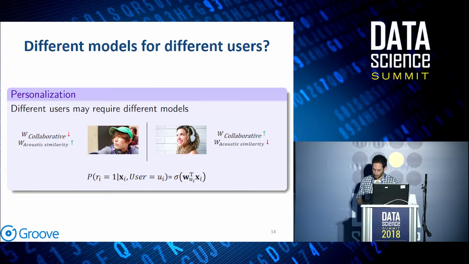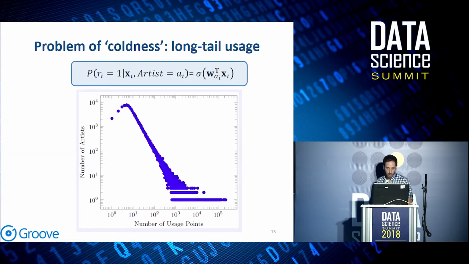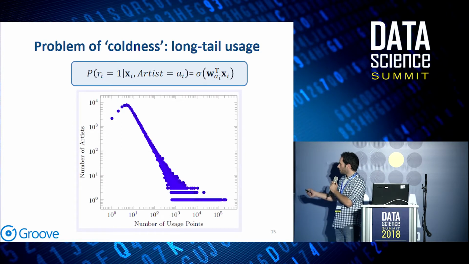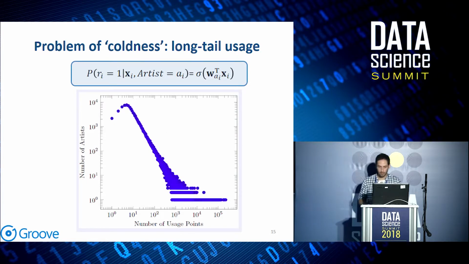The same issue could happen when you look at users, when you look at personalization for users. Another problem with these models is, as I mentioned earlier, the problem of coldness. Here you can see the distribution of the number of usage data points as a function of the number of artists. You see that most artists have very little data in our data set. This is a long tail distribution that's very common in recommendation scenarios.